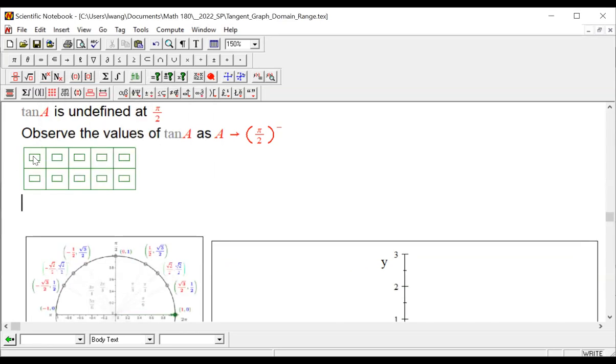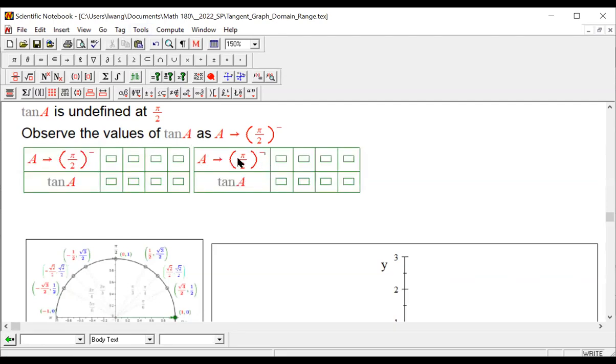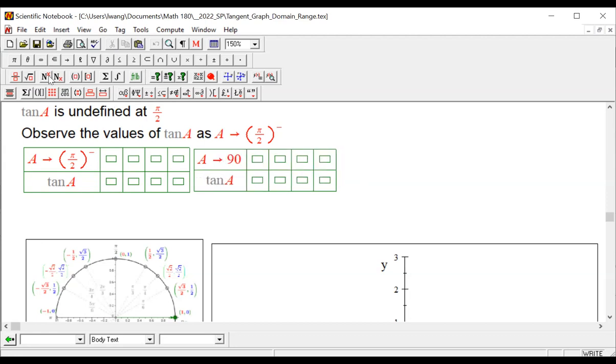Okay, so the input is angle A, and the output is tangent of A, where A is approaching pi over 2 from smaller than pi over 2. We are also going to make a table using degrees, just in case some of you are more used to seeing it with degrees. So 90 degrees, but from smaller than 90 degrees.